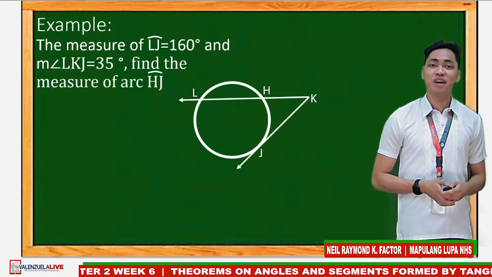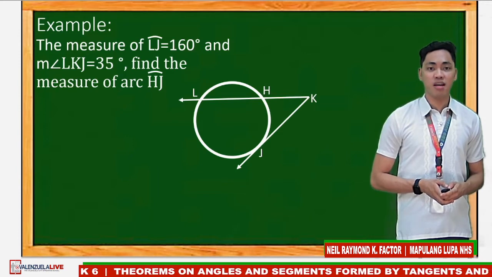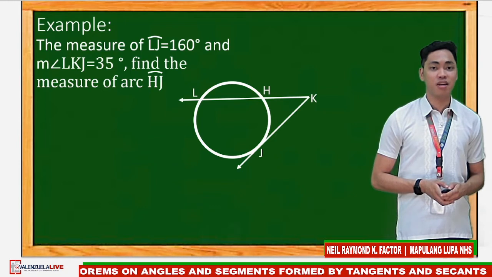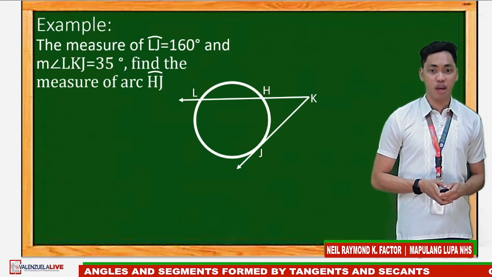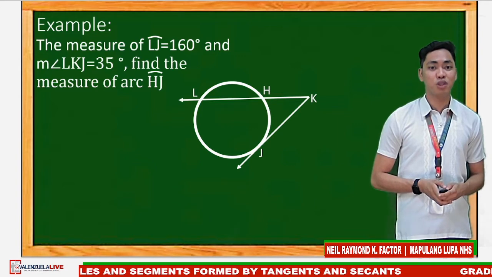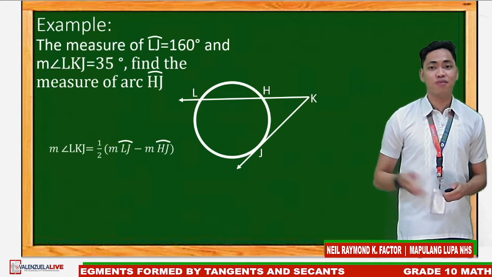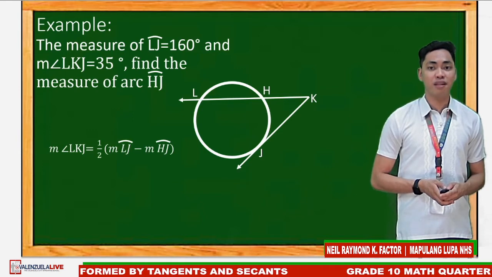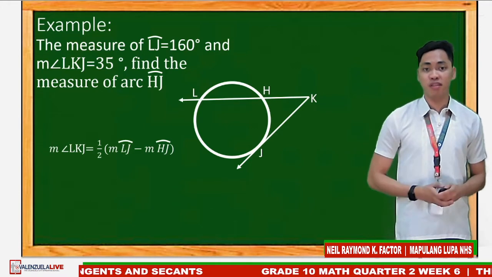Let's have another example. This time, the measure of arc LJ is 160 degrees, and the measure of angle LKJ is 35 degrees. Find the measure of arc HJ. This time, we are looking for the measure of the arc and not the angle. So again, we use this formula. The measure of angle LKJ is 1/2 the difference of the measures of arc LJ and arc HJ. Then we just substitute corresponding values.